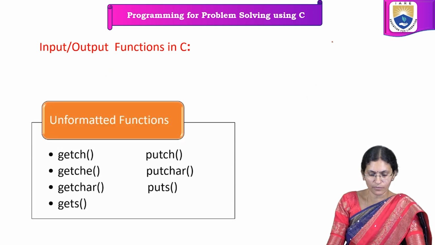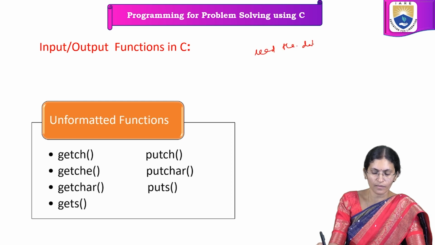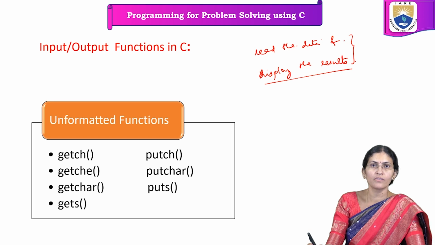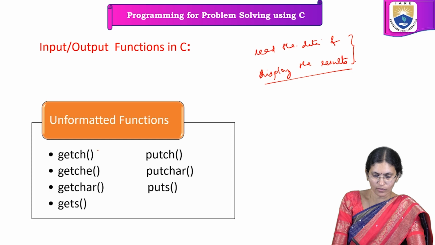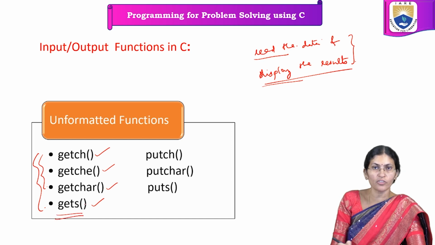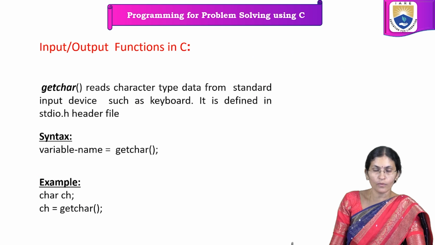Now there are other functions, unformatted functions, for taking input, in order to read the data, and in order to display the results. These unformatted functions work only with the character data type, or string type. A string is nothing but an array of characters. So these are the different functions to read and display the character data type: getch, getche, getchar, and gets. All these are used to read. The first three are used to read the character data type, whereas gets reads a string. Next, putch and putchar are used to display the character data type on the screen, and puts displays a string on the screen. Now let us understand each one in detail.